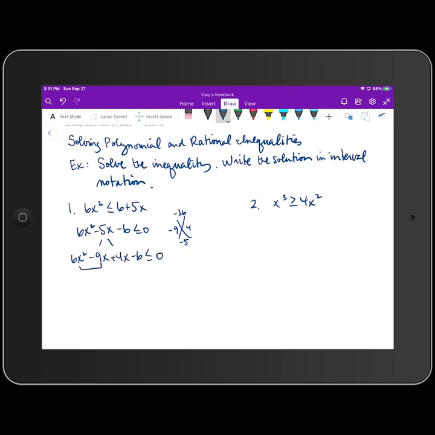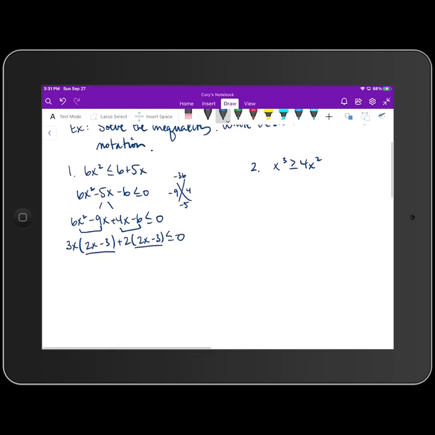And then we're going to factor that polynomial by grouping. Okay, so when I look at the first 2 terms, the greatest common factor is 3x. Whenever I factor that out, that leaves me with 2x minus 3. And then I can factor a positive 2 out of the next 2 terms, which leaves me with 2x minus 3. So 2x minus 3 is our common factor. And when I factor it out, that leaves me with 3x plus 2.